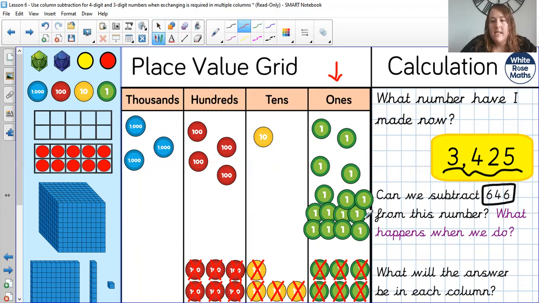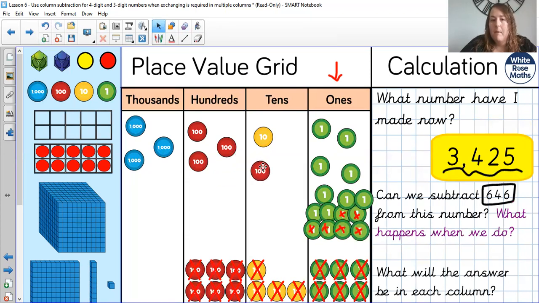So I've now got 10, 11, 12, 13, 14, and that one was the 15th. So 15 ones, taking away 6 of them. 1, 2, 3, 4, 5, 6. Okay, into my tens column. 1 ten, take away 4 tens. Can't do that either. So I'm going to need to exchange.